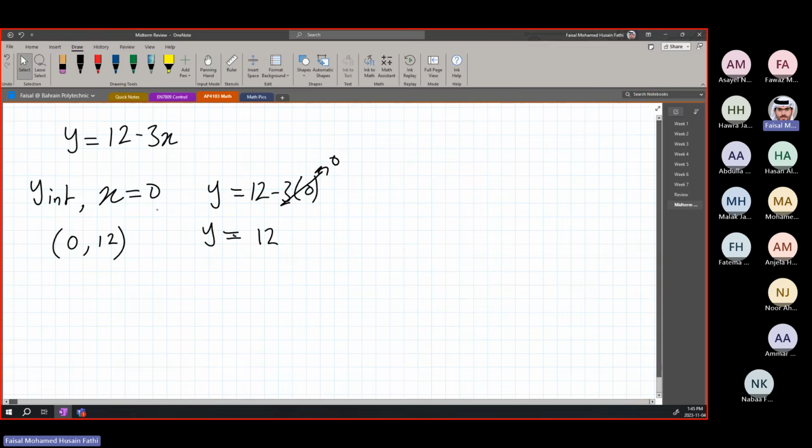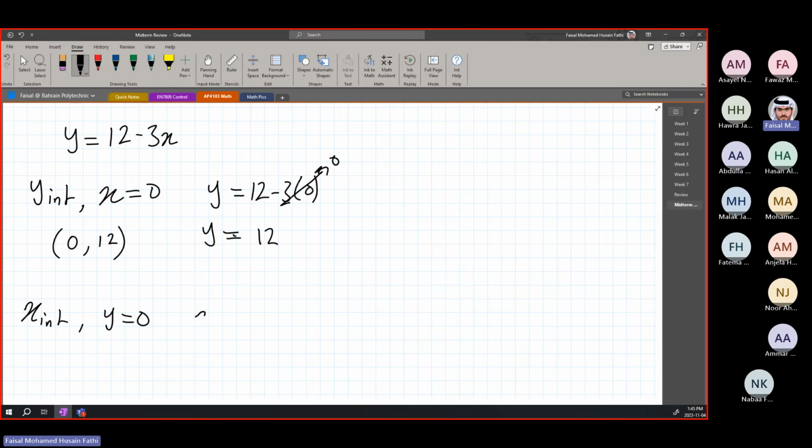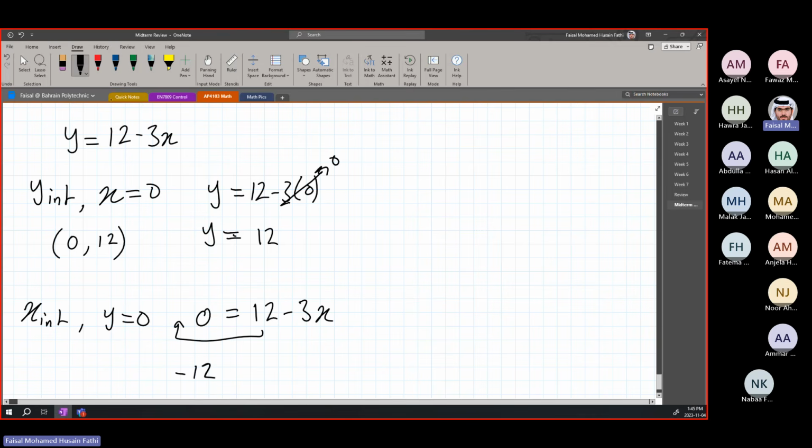We'll do the exact same thing. X-intercept now, which is when y is equal to 0. So 0 is equal to 12 minus 3x, because we want to find the x and we know the y is 0. To solve this, we will just move the 12 to the other side. Minus 12 is equal to minus 3x.